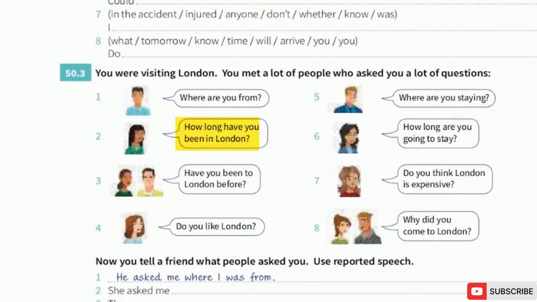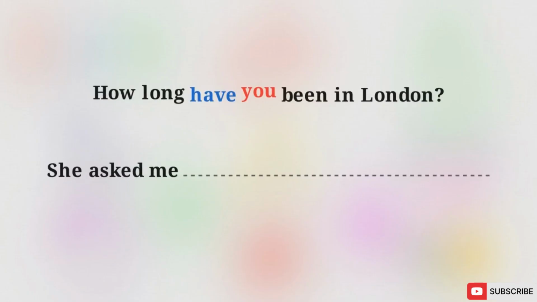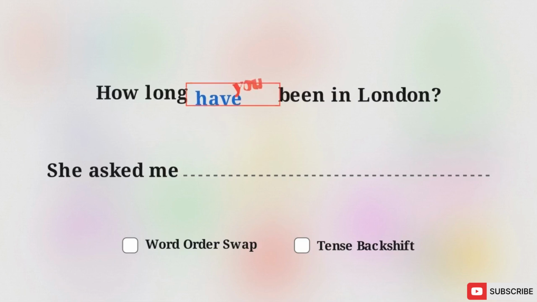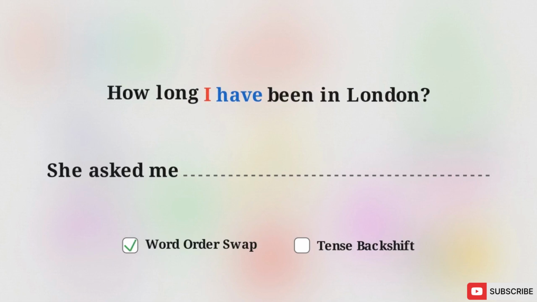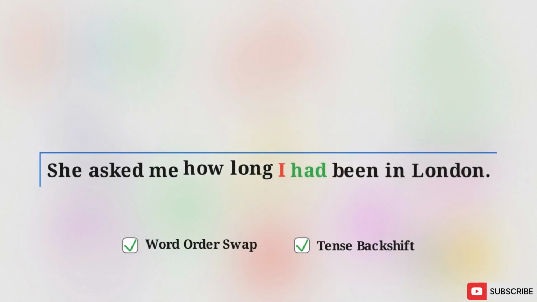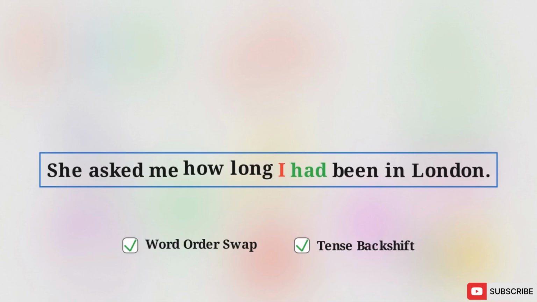An acquaintance asks you, "How long have you been in London?" Pause the video and try writing the reported version of this question, starting with "she asked me." Remember, you need to execute both the word order swap and the tense backshift. Let's break down the logic. First, we take the question structure, "have you," and swap it into the statement, "I have." Second, we shift the tense backward, so have becomes had. The complete solution is, "She asked me how long I had been in London."